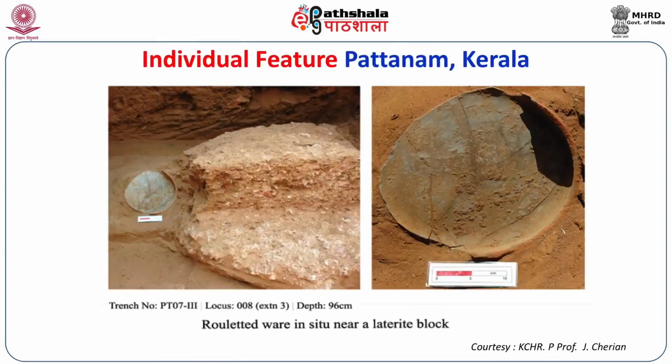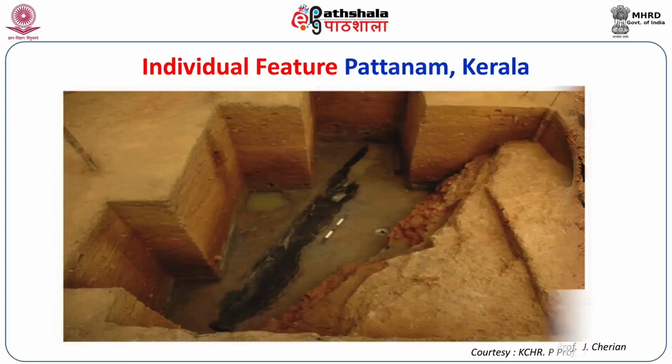And this is another feature from the site of Pattanam. Here you see a rouletted ware plate nearby a huge laterite type of rock. These kinds of features are called features or a kind of individual unit that is excavated and documented. So after seeing this kind of feature documented, we have to deduce what kind of activities would have resulted in such an individual feature or other kind of material evidences.